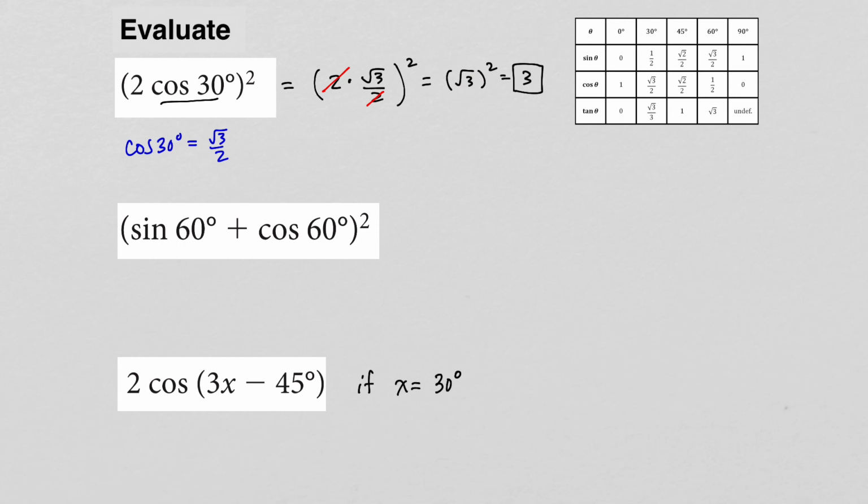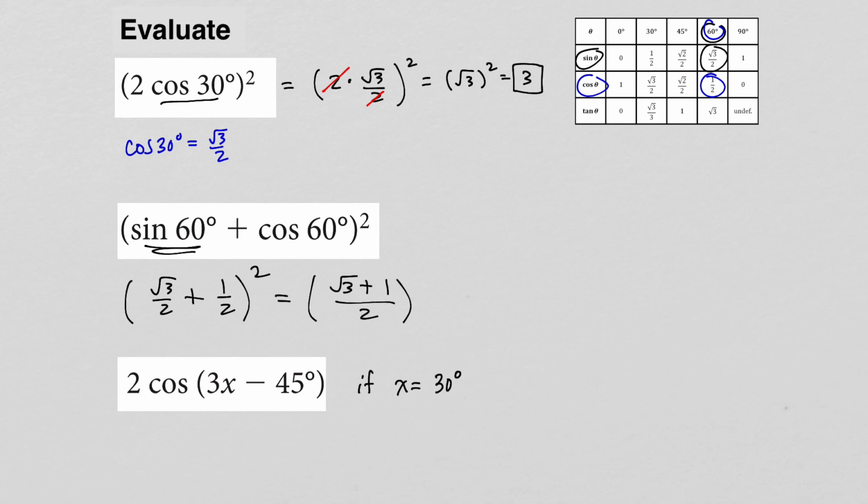Now I can do the same thing for the next example. Here we have the sine of 60 degrees. Sine of 60 is radical 3 over 2, plus the cosine of 60 degrees. Cosine of 60 is 1/2. Quantity to the second power. These already have a common denominator, so we can add them together: square root of 3 plus 1 over 2, quantity to the second power. And that means we're going to square the top, and we're going to square the bottom.